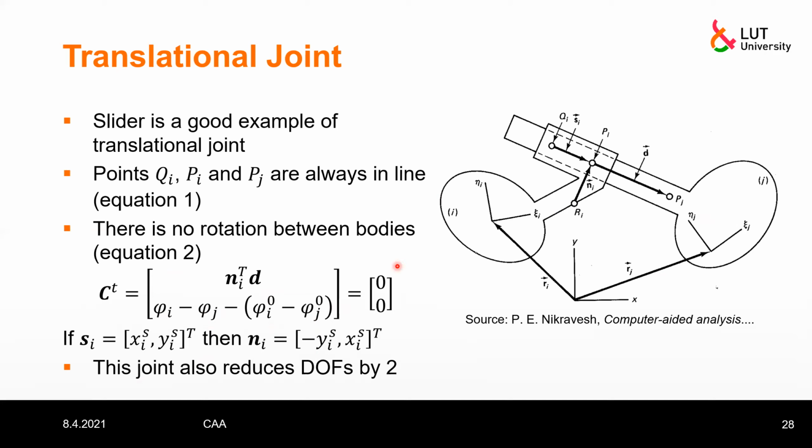And in the same way as for the revolute joint, for the translational joint we have two constraint equations. So it means that we also reduce the number of system degrees of freedom by 2.